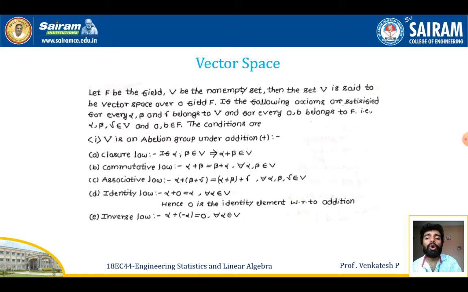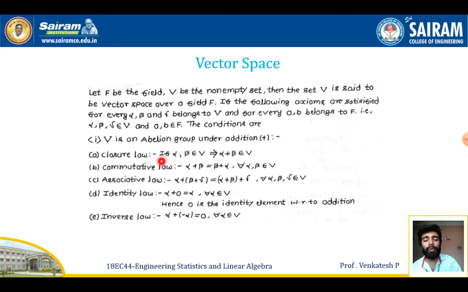The first one is the closure law. I am taking two elements alpha and beta in the non-empty set V. If alpha, beta belong to the non-empty set V, then the addition of the two, that is alpha plus beta, must also be in the non-empty set V. Hence we can say the closure law gets satisfied.